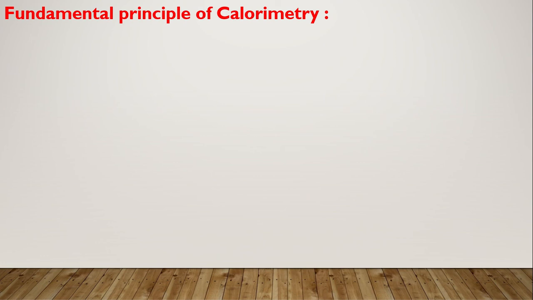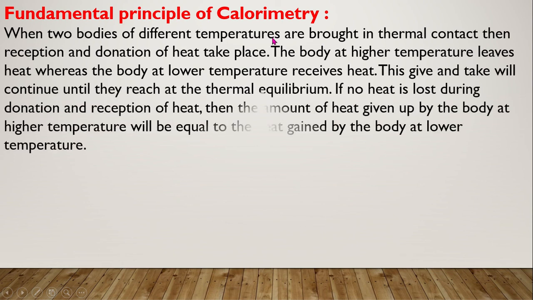Dear students, now I will explain the fundamental principle of calorimetry. When two bodies of different temperatures are brought in thermal contact, then reception and donation of heat take place. The body at higher temperature leaves heat, whereas the body at lower temperature receives heat. This give and take will continue until they reach thermal equilibrium. If no heat is lost during donation and reception of heat, then the amount of heat given up by the body at higher temperature will be equal to the heat gained by the body at lower temperature.